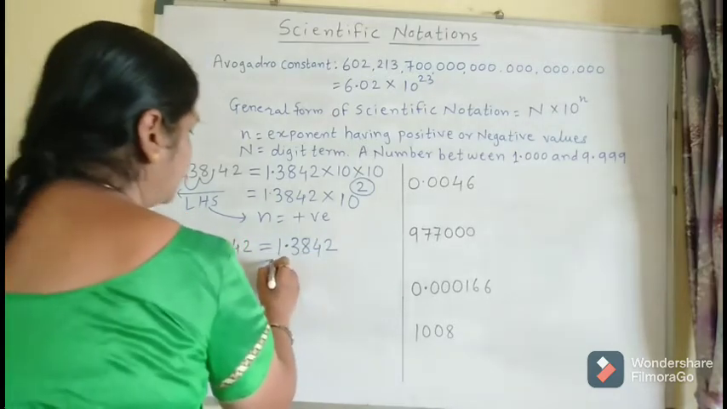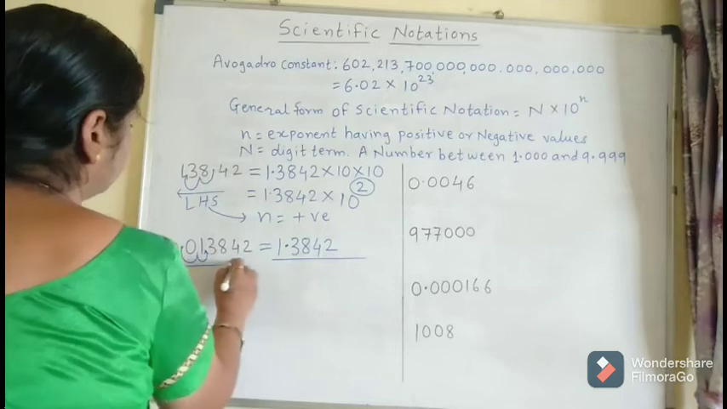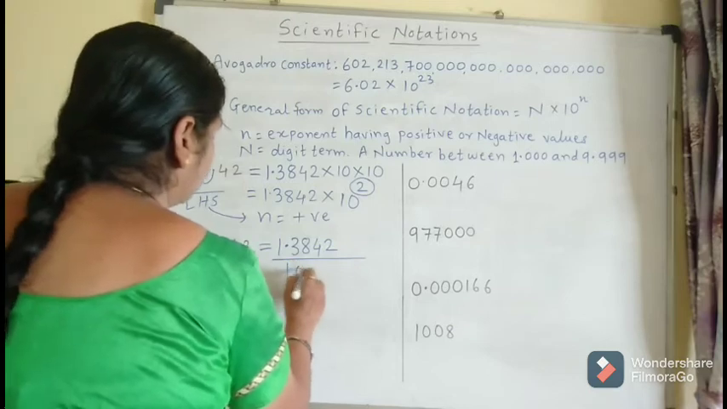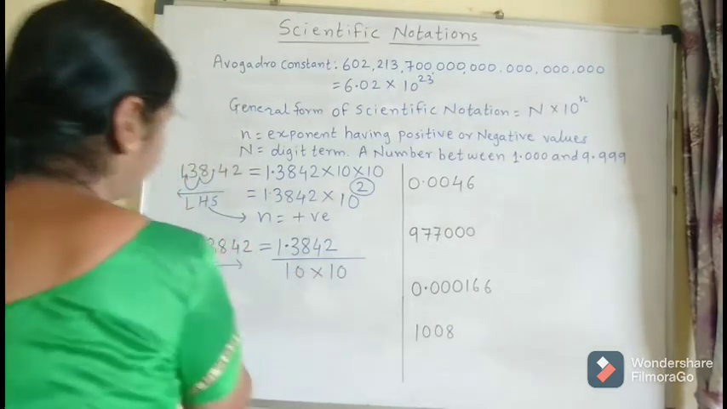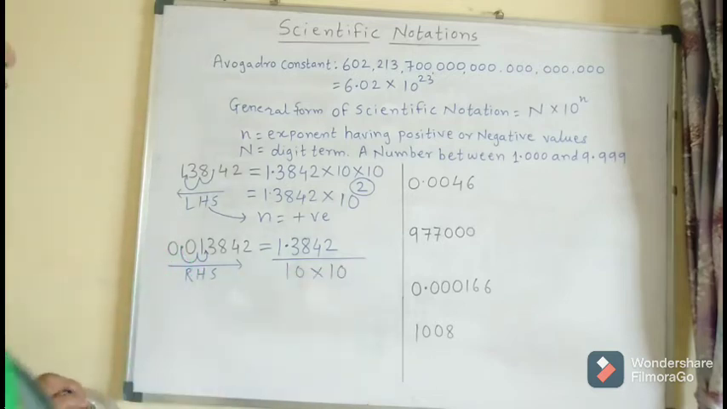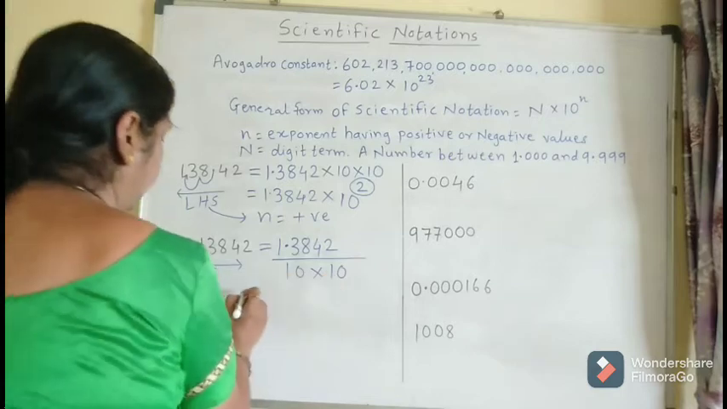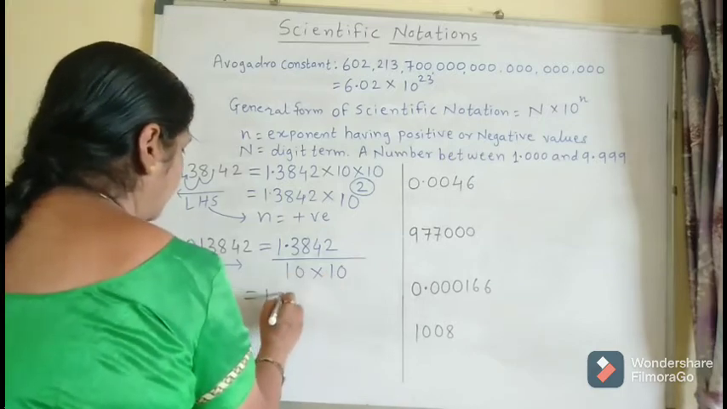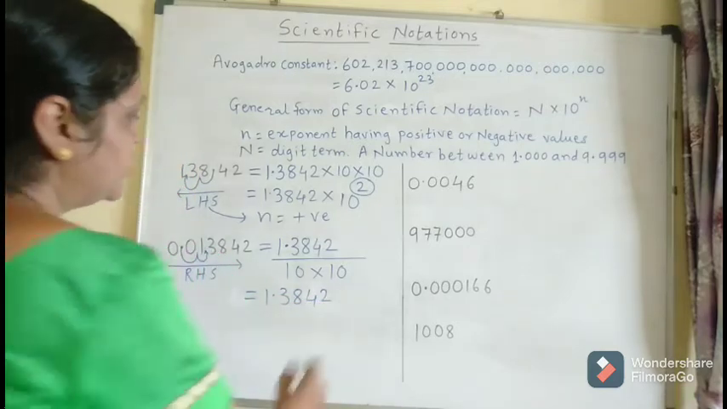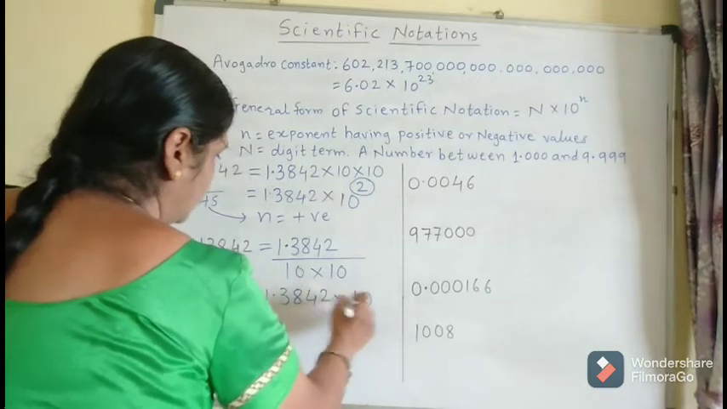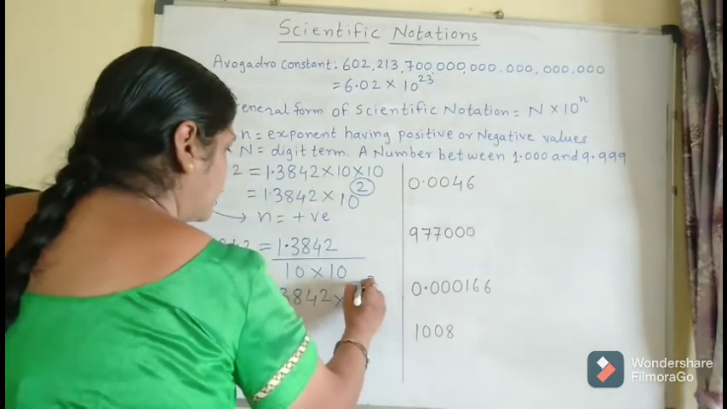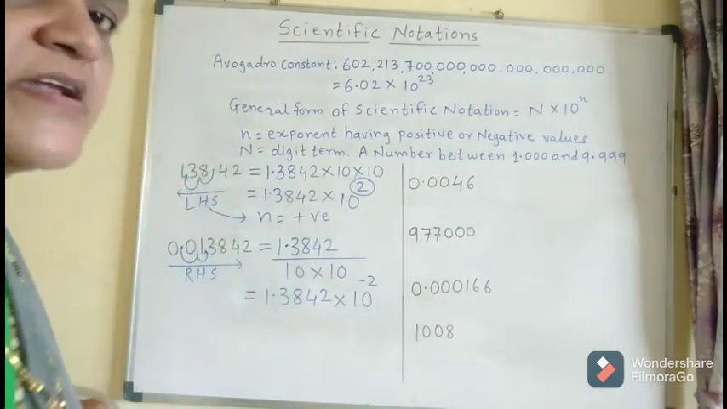Okay, and I am shifting to the right hand side. So when I am shifting to the right hand side, it indicates that this is divided by 10. So 2 digits I have shifted, so 2 times I am writing here 10 into 10. So 1.3842 divided by 10 into 10 indicates that the number can be written in scientific notation as 1.3842 into 10. Now these two tens I am taking up, so it will be 10 raised to 2, but the negative sign will be associated with this.